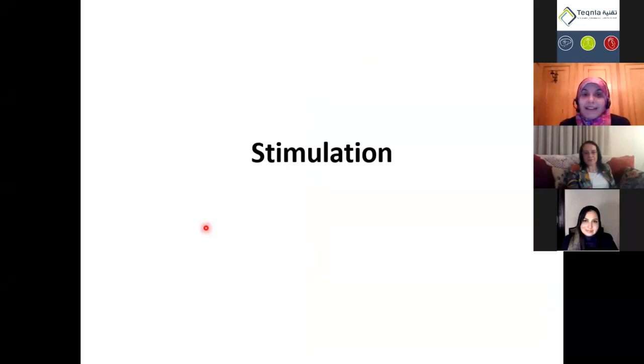Some problems are related to the stimulation. Let's show the stimulation technique, not the distances. Let's see how the stimulation can affect the response.